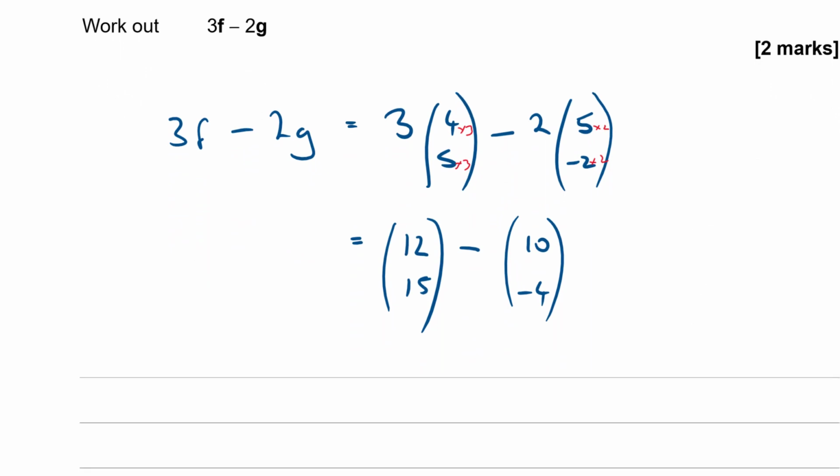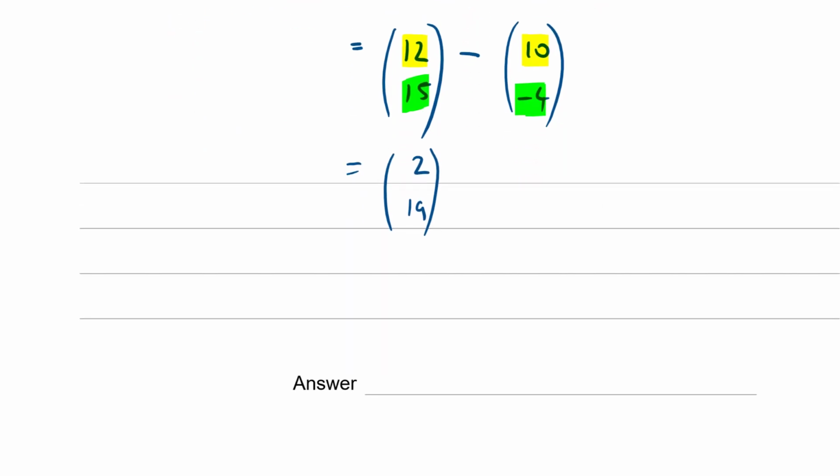Okay, and then finally we're going to subtract like from like. So the x components we're going to subtract from the x components, and the y components we're going to subtract as well. So 12 subtract 10 is 2, and 15 subtract negative 4. Taking away negative is the same as adding, so 15 add 4 is 19. So my answer is (2, 19).